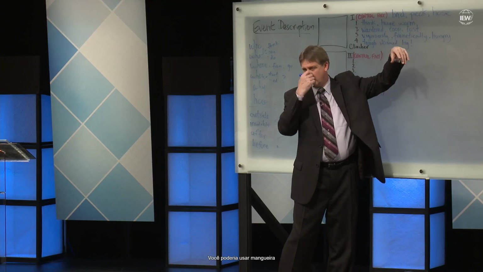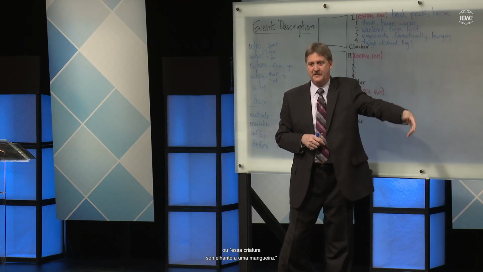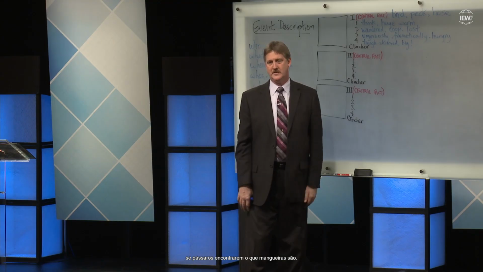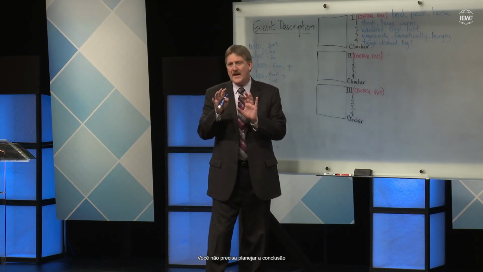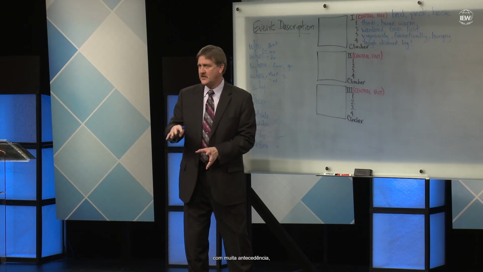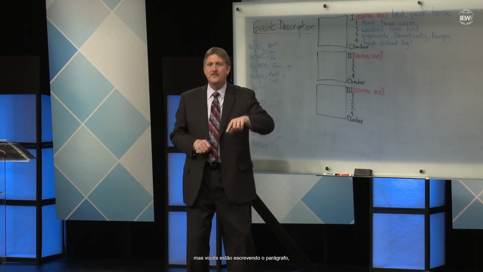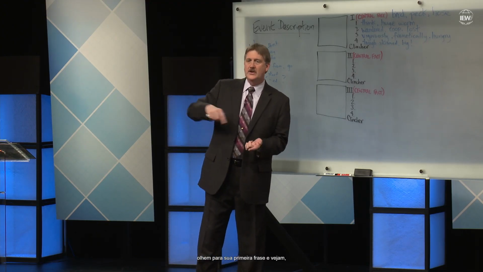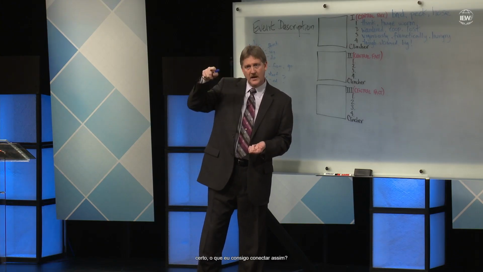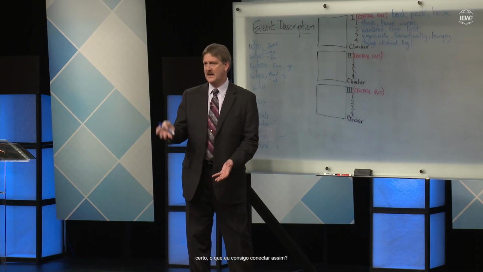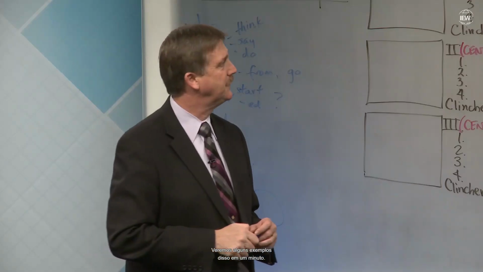Now you could maybe use "hose" or "this hose-like creature," if birds know what hoses are. So what you do is you don't have to plan the clincher in advance too hard, but as you're writing the paragraph, when you get to the end, look at your first sentence and see, okay, what could I connect up like that? We'll see some examples of this in a minute.